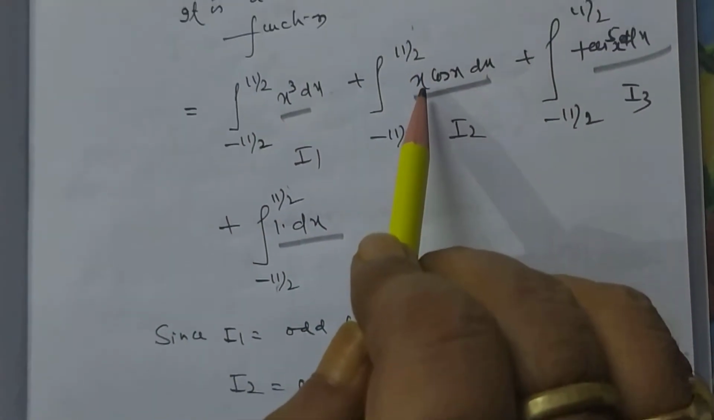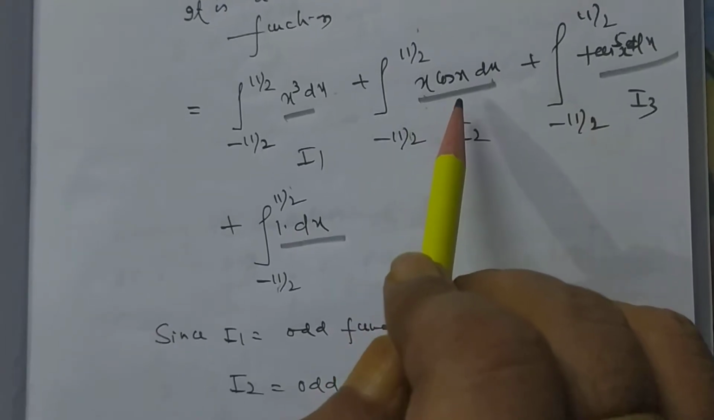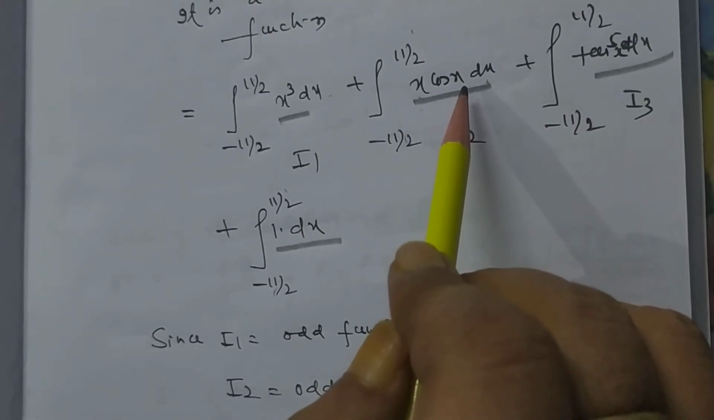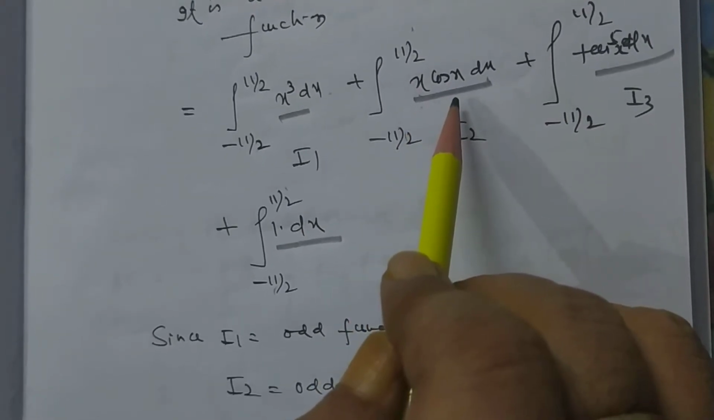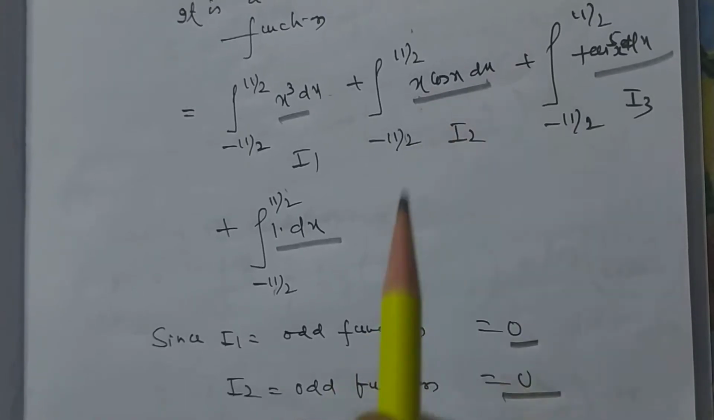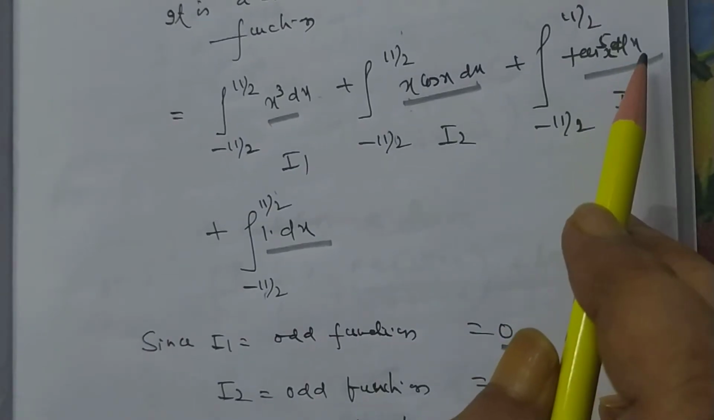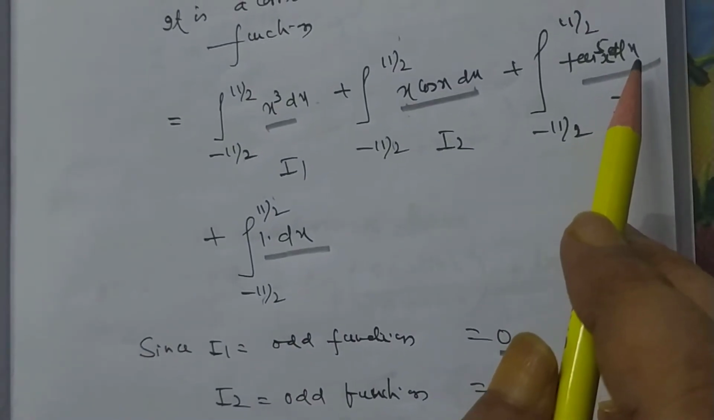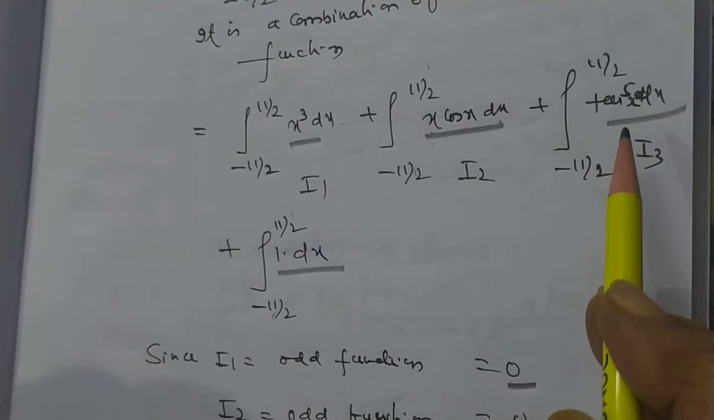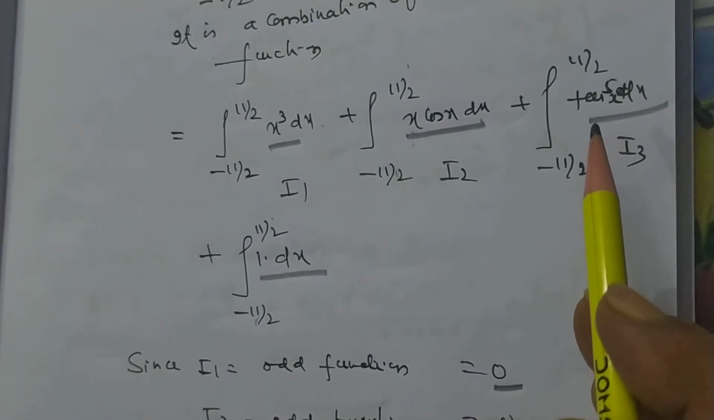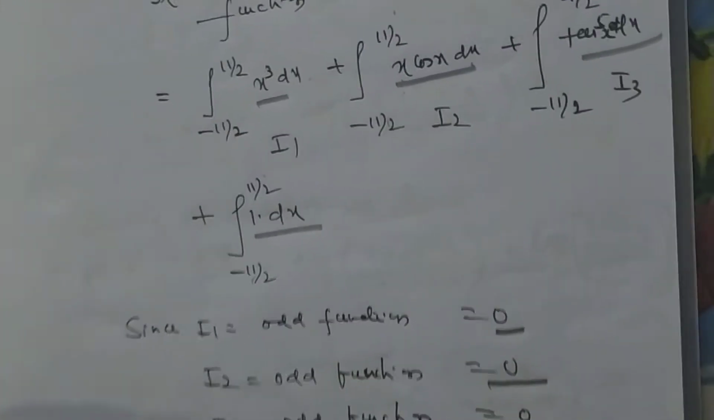How is it odd? f(minus x) is equal to minus x into cos of minus x, and cos of minus x is equal to cos x. So minus into plus is minus, so it is an odd function. I3 is also an odd function. Tan of minus x is minus tan x, so tan to the power 5 of minus x is minus tan to the power 5 x. So it is an odd function.